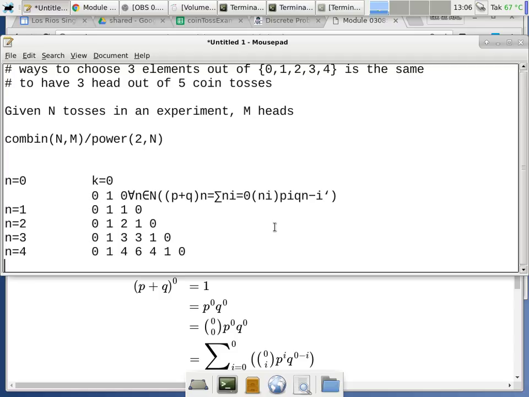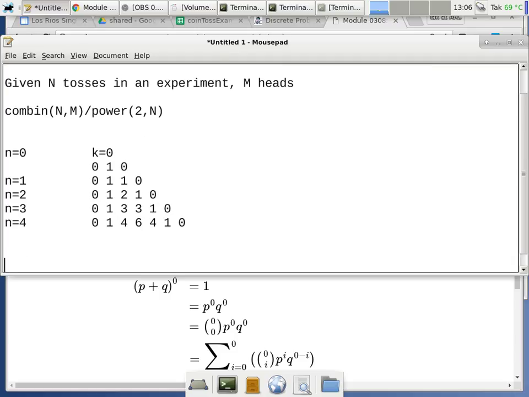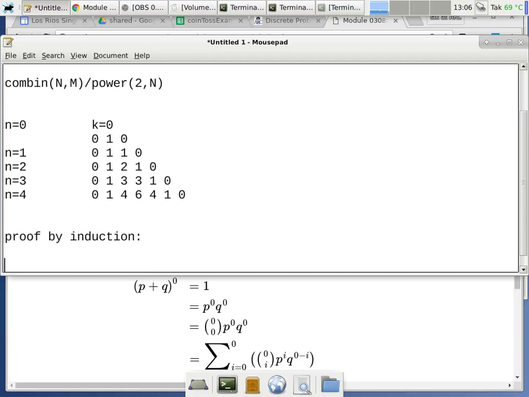Okay, let me get rid of that. So we are talking about proof by induction. Proof by induction has two distinct steps. The first step is called the base case. Are you guys not remembering this at all?